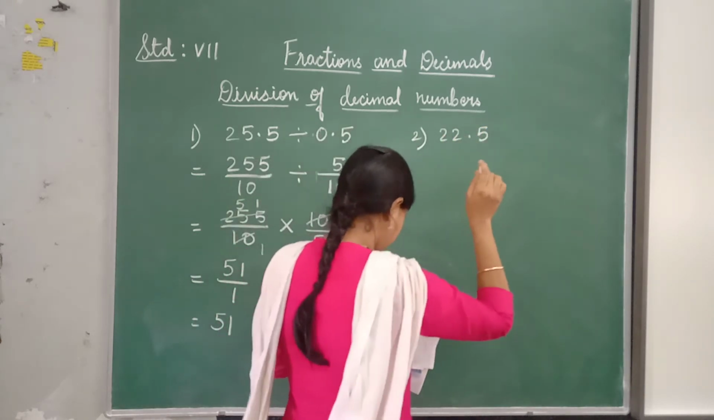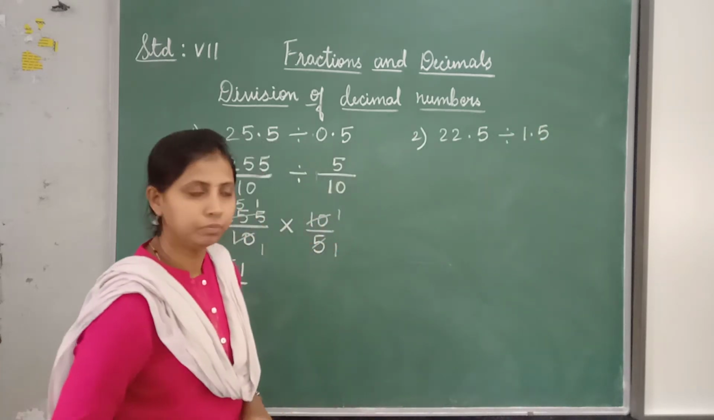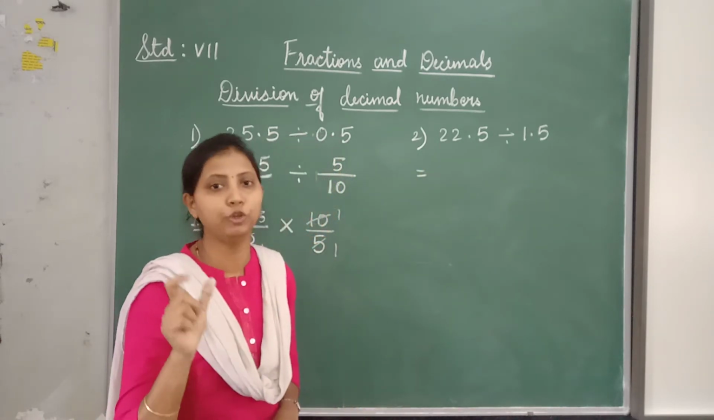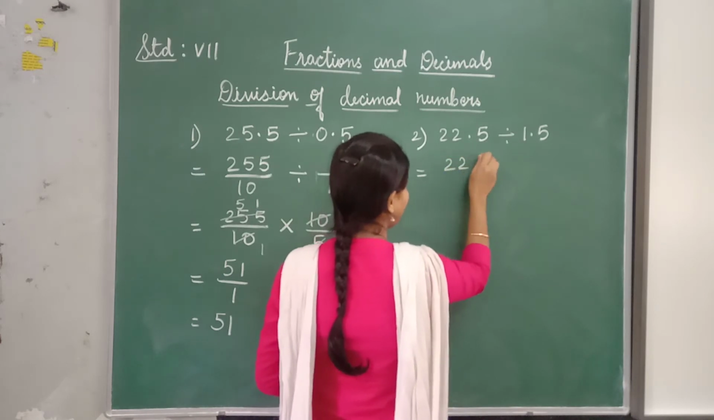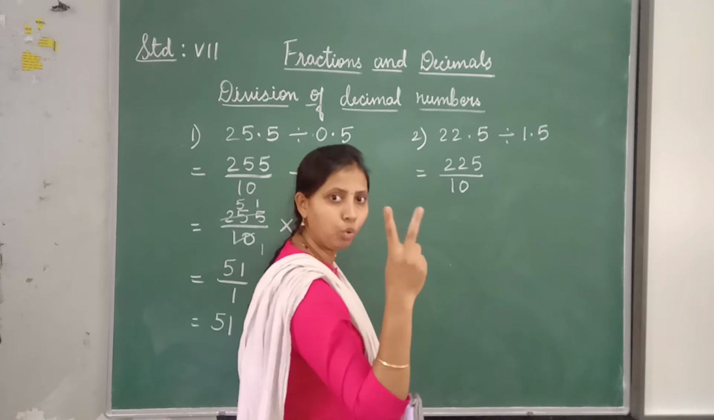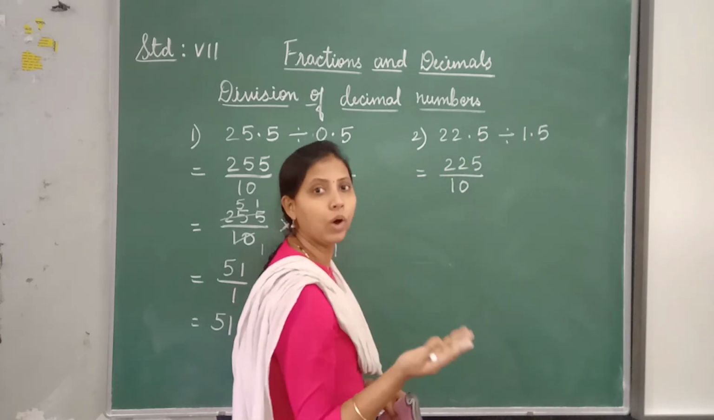22.5 divided by 1.5. Okay children, so again same step. Firstly convert the decimal numbers into fraction form. So the fraction form of 22.5 is 225 upon 10. One digit means 10, two digits means 100, three digits after the decimal point means 1000.